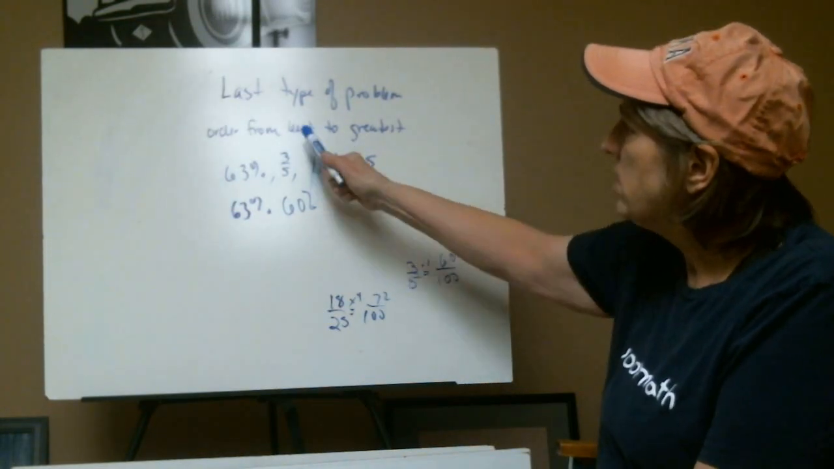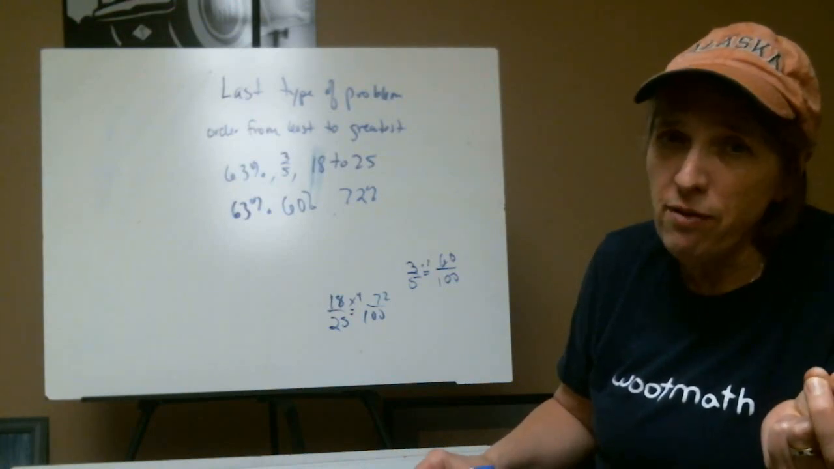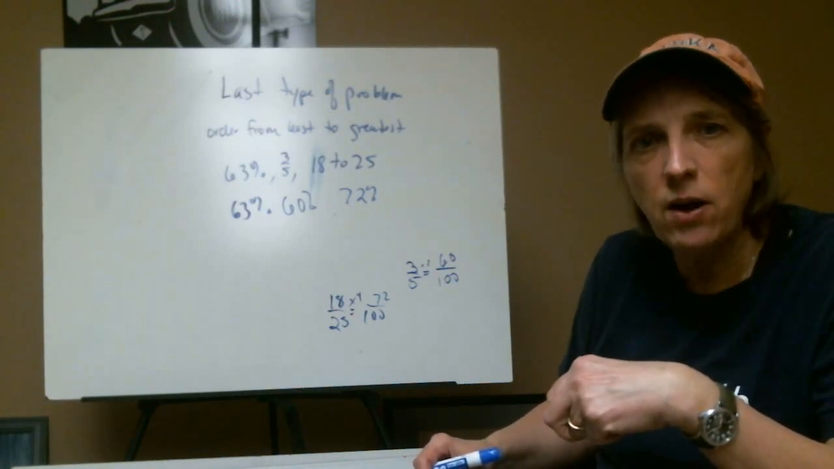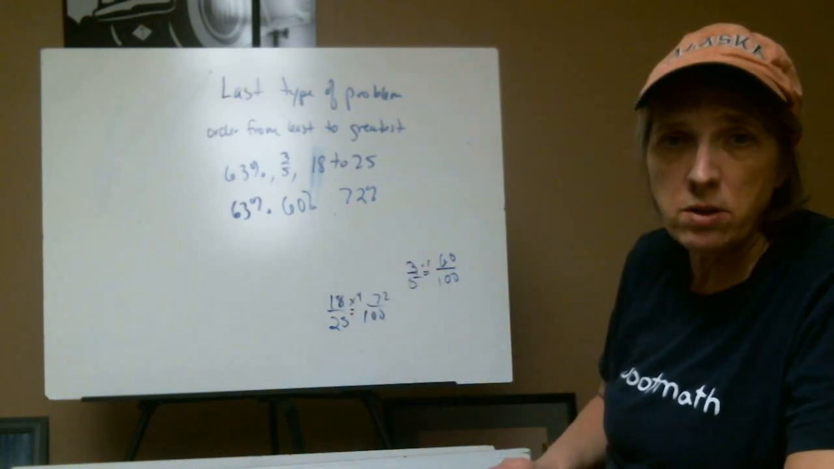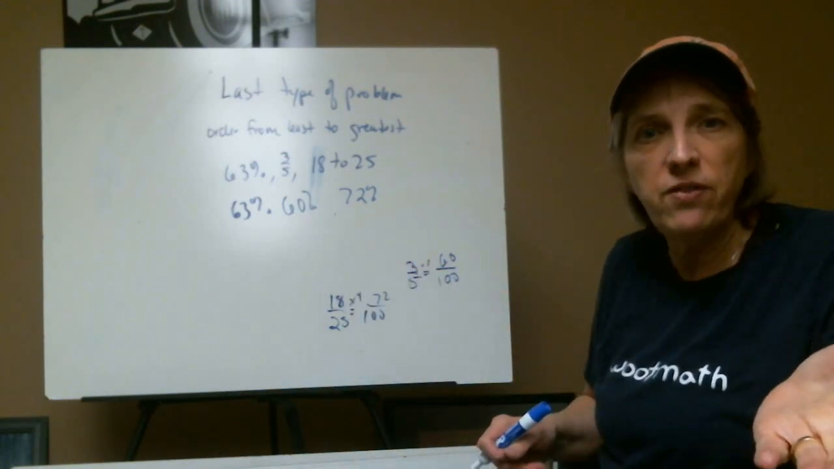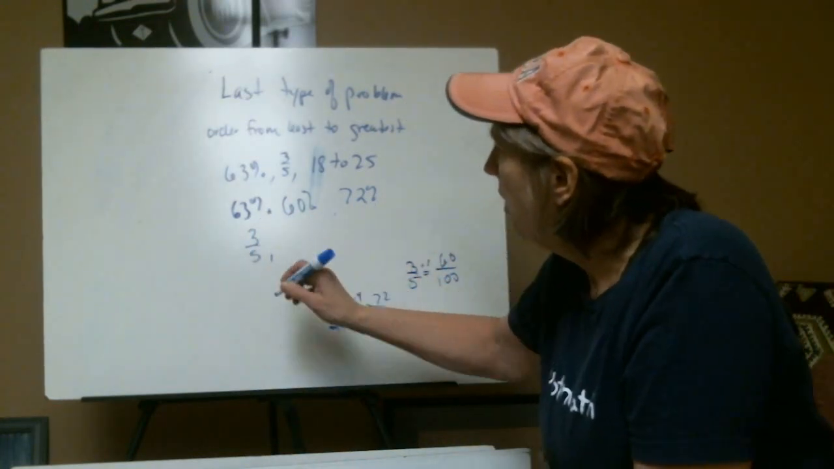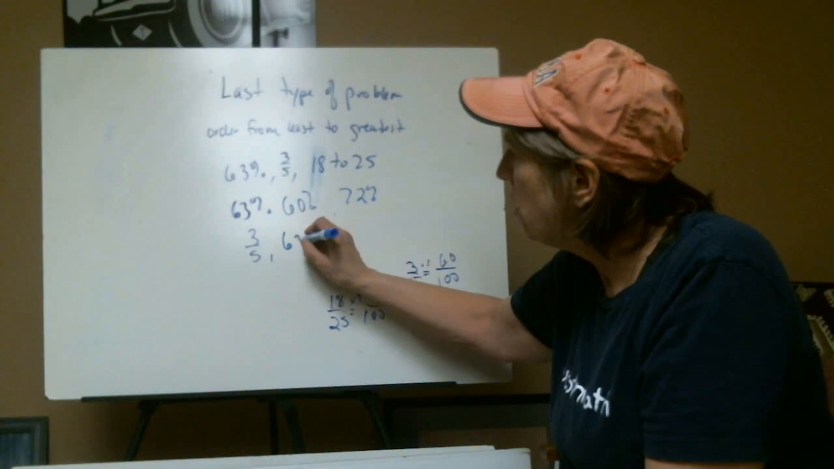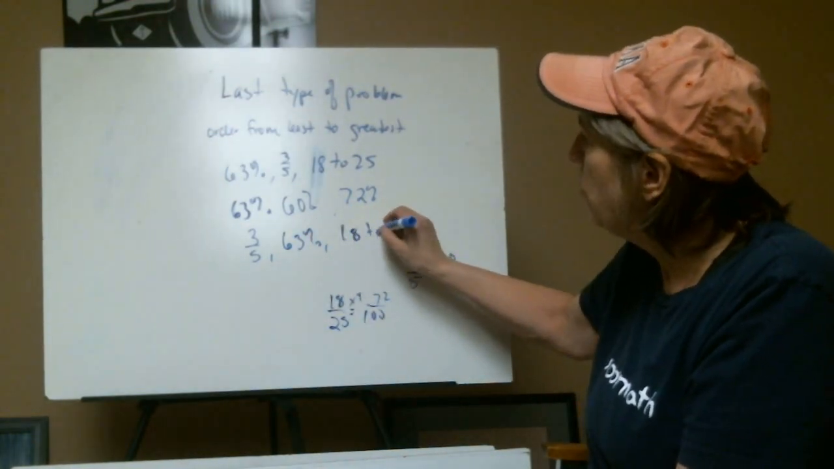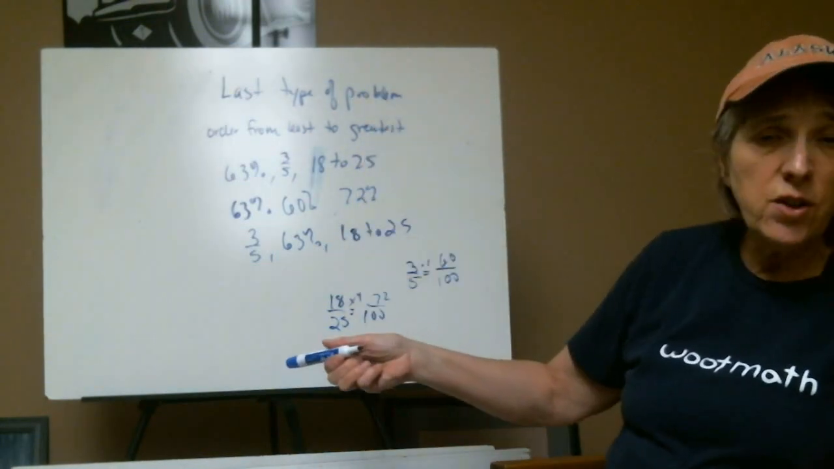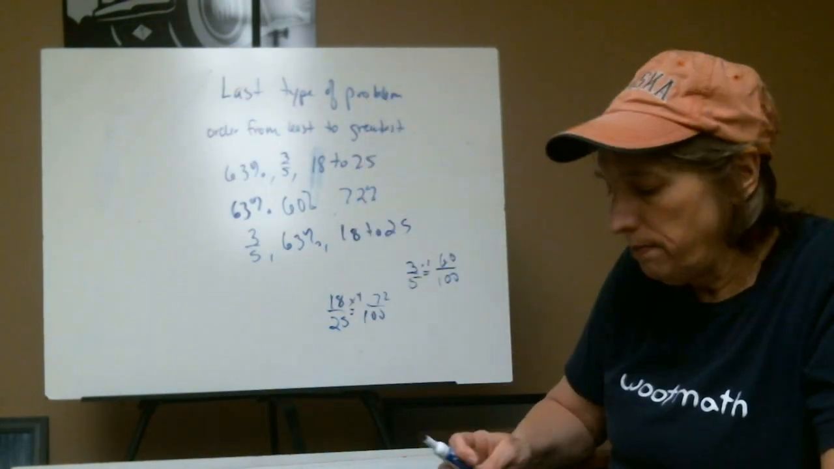The directions say order from least to greatest, but you have to put it in the original form. The percents simply allow you to see which one goes first. So which one's the smallest? That's right, 3/5, not 60%. You have to write 3/5. The next one, you write 63%, and the last one is 18 over 25. That's how you show your work, and that's how you write the answer. You write it in the original form.